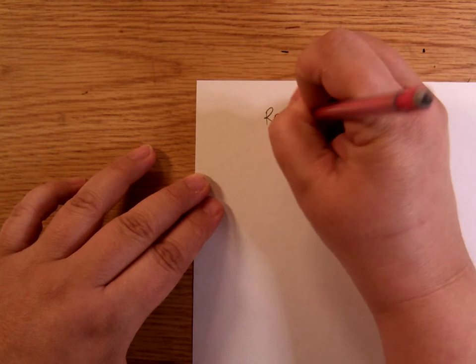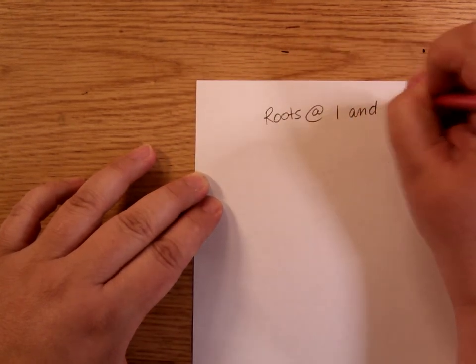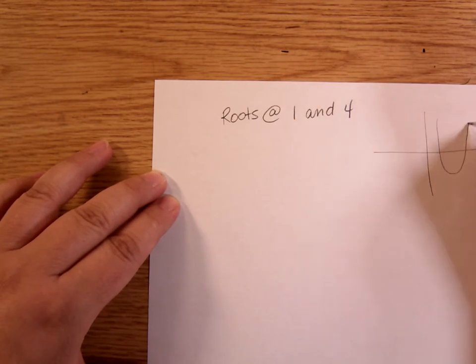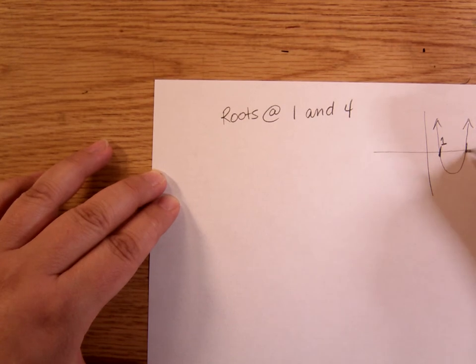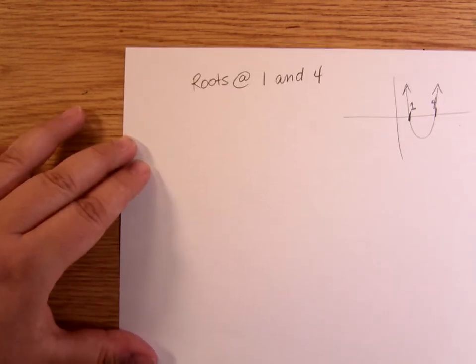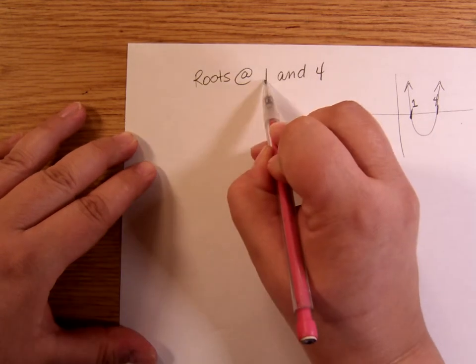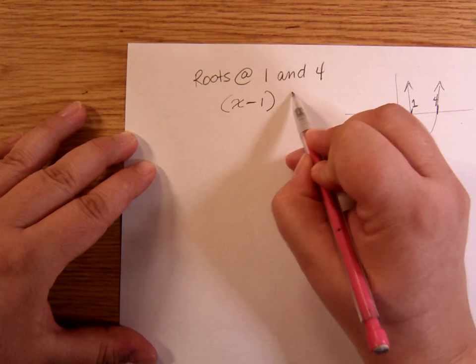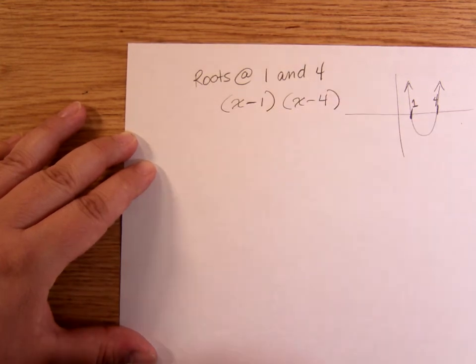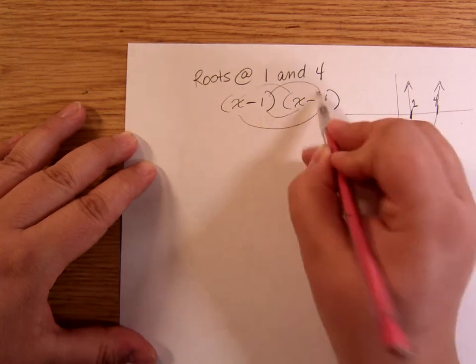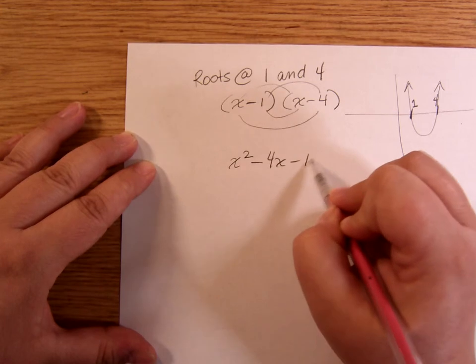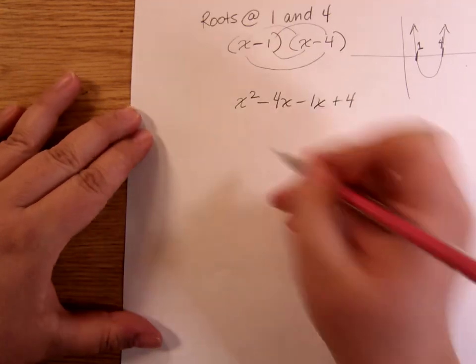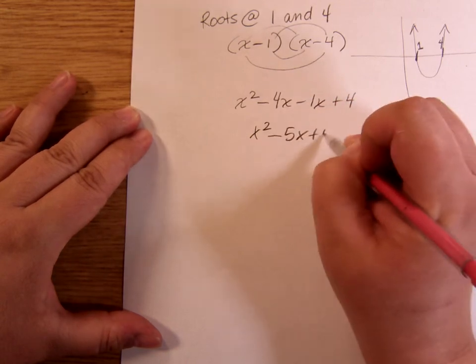So another example, let's say you have a parabola with roots at 1 and 4. Or you might not be told that way, you might see them on the graph. You might see that it goes through 1 and 4. And you're asked to write an equation for it. Well, if it has a root at 1, or a solution at 1, the factor that goes with that would be x minus 1. And if it has a solution at 4, the factor that goes with that is x minus 4. So I'm going to multiply those out. I get x squared minus 4x minus 1x plus 4. And I can simplify a little bit, so I do, and that would be my answer.